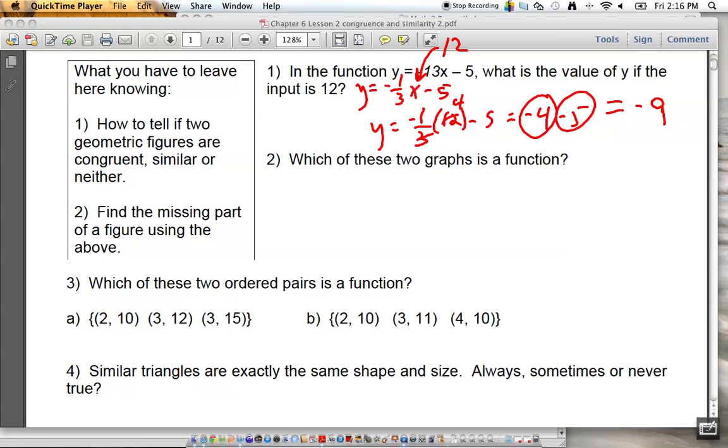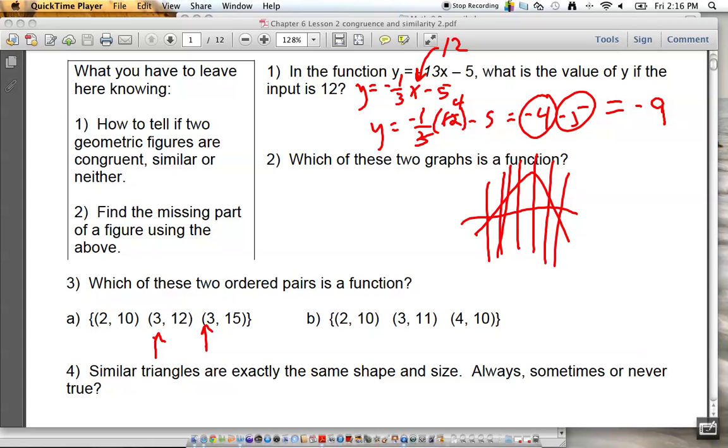Okay? The next one says, which of these two graphs is a function? I don't care what you drew for your graph. I just care that if you do the vertical line test, it only touches once. It's not allowed to touch twice or more. Okay? Which of these two ordered pairs is a function? Which one's a function, A or B? B. Why isn't A a function? That's right. Yeah, the domain, the x repeats the same number. 3 is twice with 2 different images, 12 and 15.